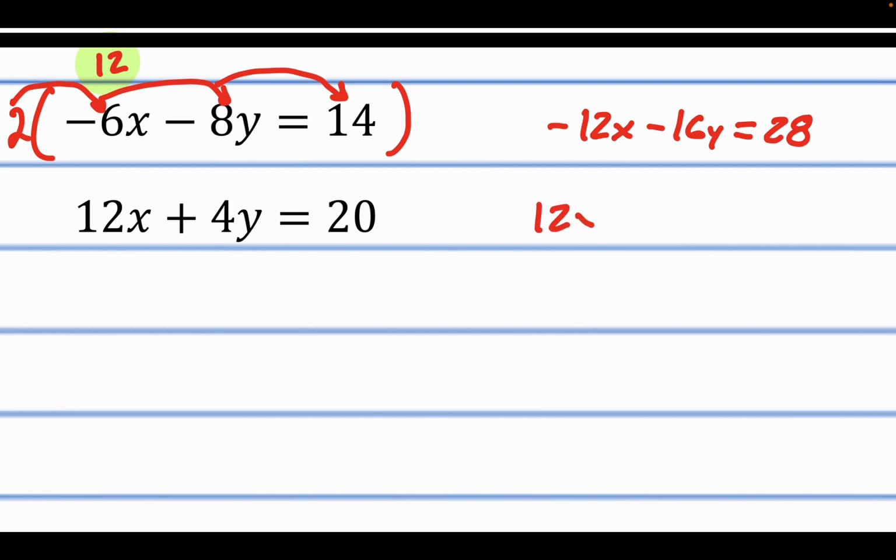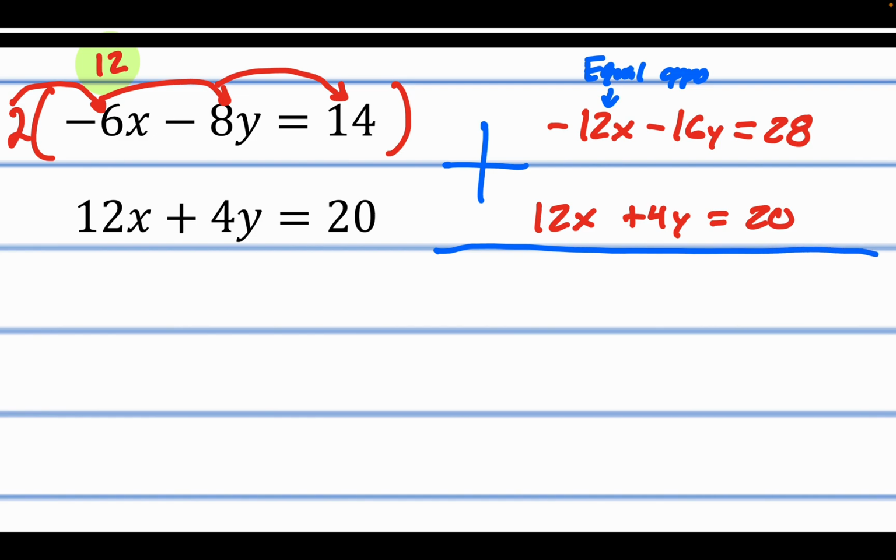The bottom equation did not change, so I'm just going to copy it down. We check. We get equal opposite coefficients, so we're ready to add. Negative 12, positive 12, there's that 0 that we so desperately need to keep moving through this problem. Negative 16 plus 4 is a negative 12y, and 28 plus 20 is a 48.